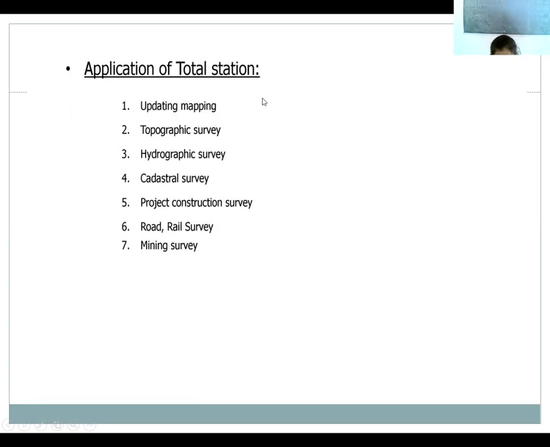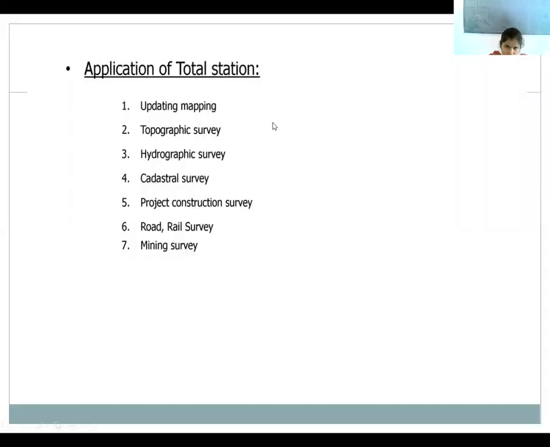For updating of maps we use the total station. Then in topographic survey the total station is used. Like that, in a hydrographic survey also we can use this total station. Then in cadastral survey, project construction survey, and for the alignment of roadways and railways we use this total station, and it is also used in mining survey.